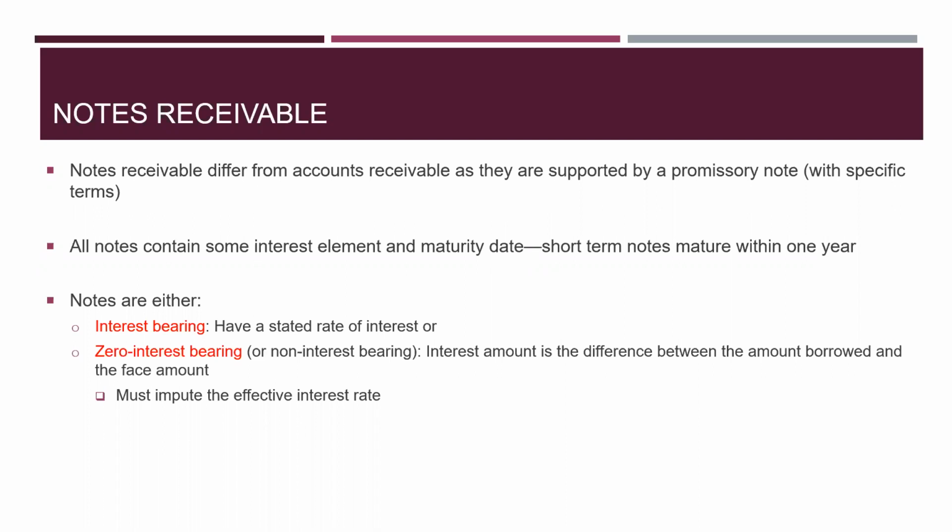Alternatively, there is also an element called a zero interest-bearing note. Now, the name is a little bit misleading, but this is a non-interest-bearing note as the name suggests, but that does not mean there is no interest. It just means that the interest is not explicitly stated on the note. So we have to impute that interest rate. And the way to impute that is really, if you look at the interest, the total interest payment is the difference between the amount that is borrowed and the face amount. So if we account for that information, we can easily calculate the imputed effective interest rate.